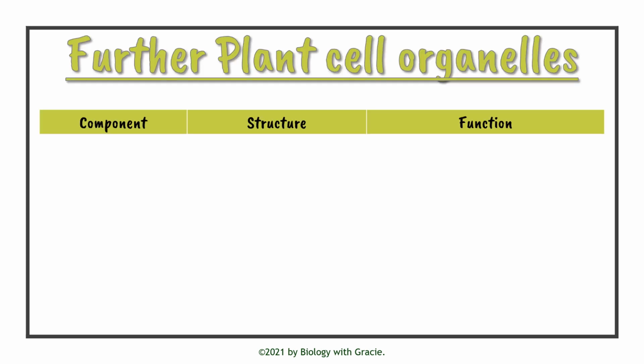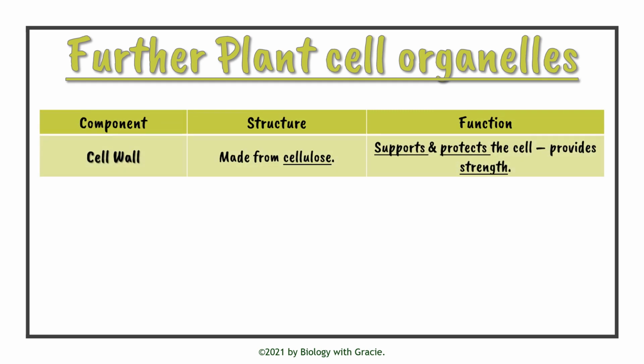So now I'm going to go through the other plant cell organelles, so the ones that aren't part of animal cells. So we've got our cell wall. Now this is made from a structure called cellulose, and the cell wall is very important in supporting and protecting the cell and providing it with strength.